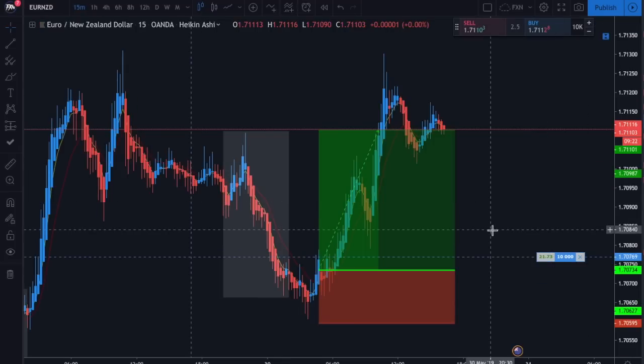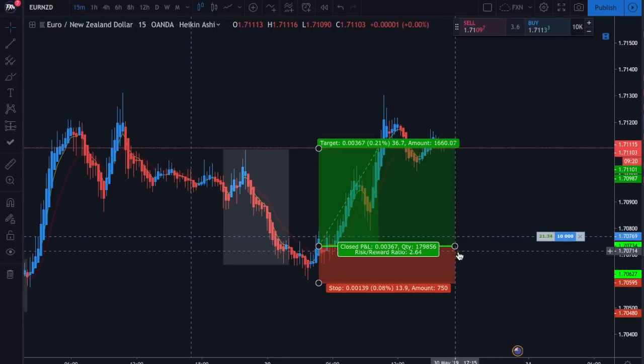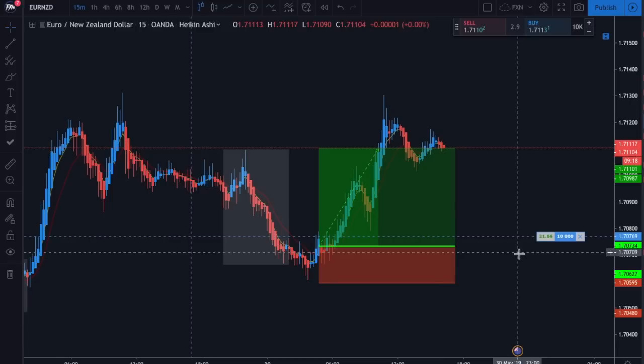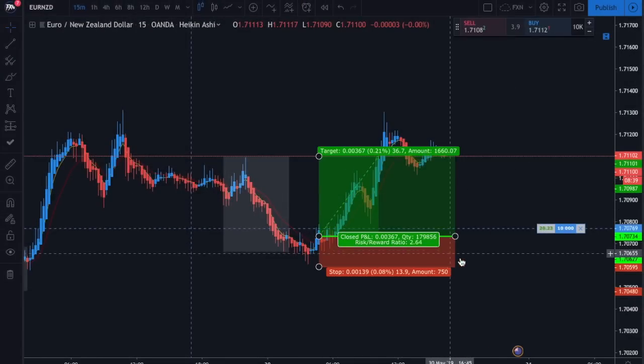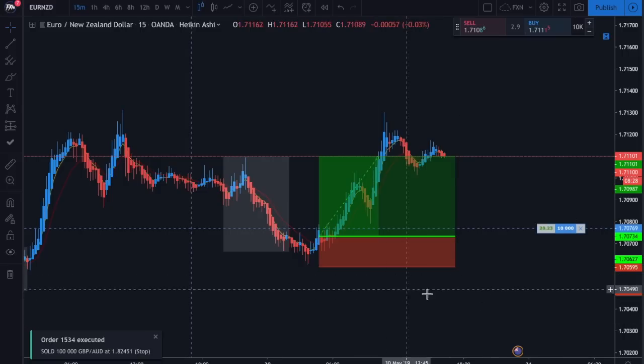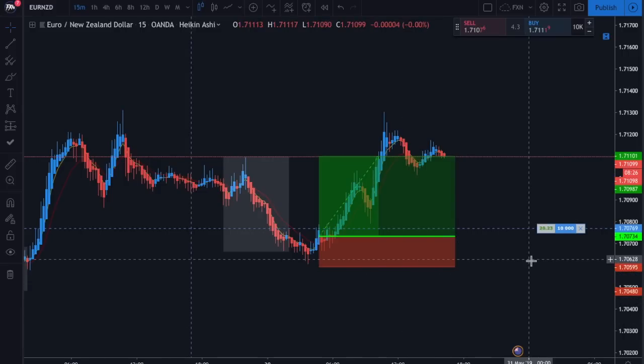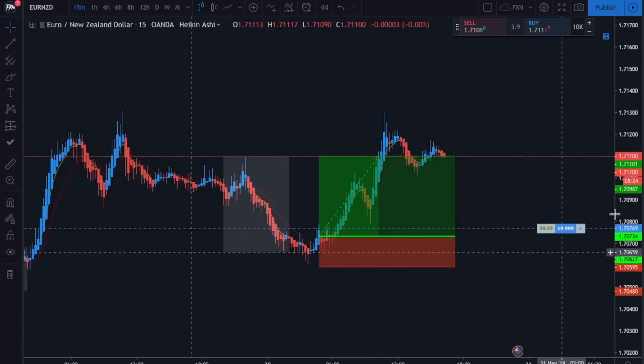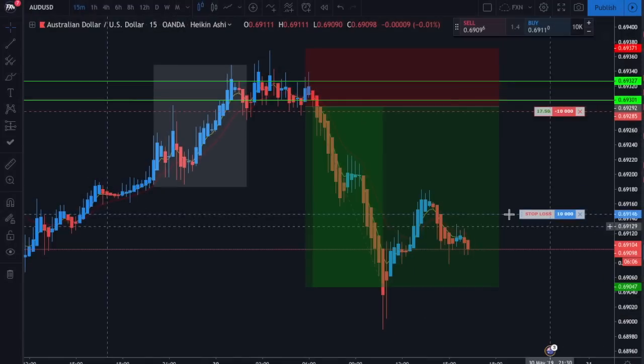On Euro NZD, very similar setup. Right at around 4:45 or so is when I took this trade up, and we're coming off of the low of the Asian range here. So pretty simple setup that I look for, nothing complicated or anything like that.